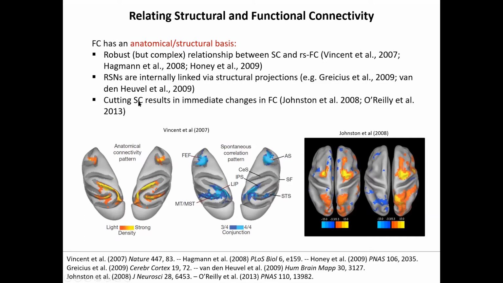If we cut structural connectivity, in this case down below, in a single individual that underwent surgery for epilepsy, where the corpus callosum was severed, the pathway that links the left and right hemispheres to each other, there was an immediate change in functional connectivity following that manipulation. All of these lines of evidence point to a role of structural connectivity in shaping and molding functional connectivity.